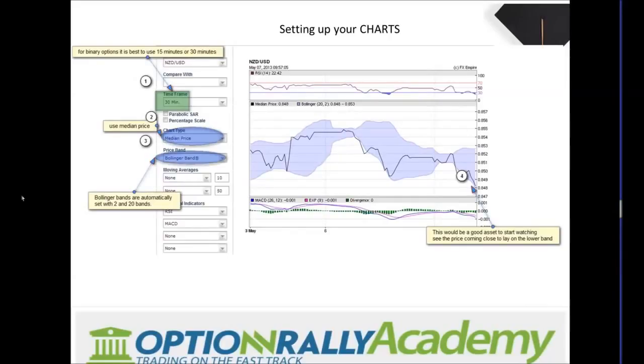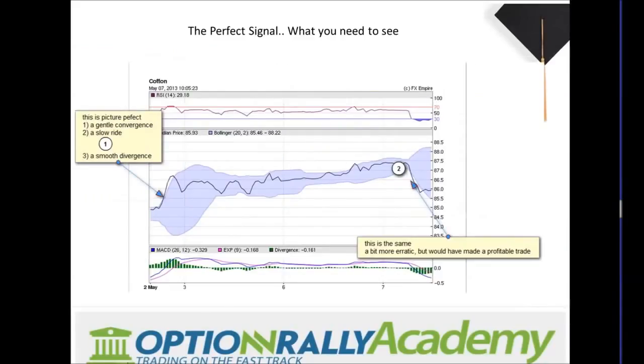Now, again, we have to remember, for binary options, it's best to use 15 or 30-minute, no more than 60-minute time frames. Okay, it's best to use medium price and set it for Bollinger Bands. Bollinger Bands is preset for 2 and 20. Okay, and then what we're looking for is a gentle convergence and the divergence.